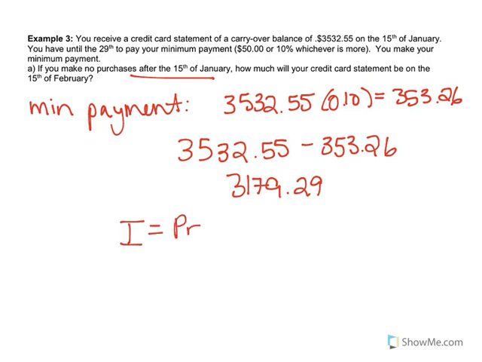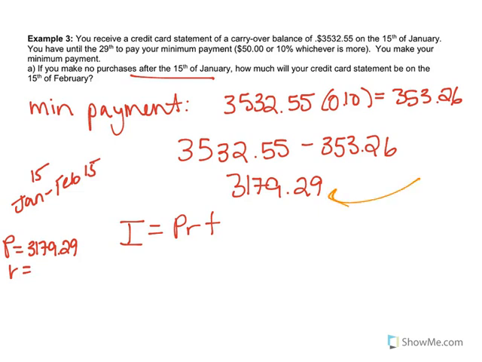So interest is PRT, so our P value is 3179.29. Now we're going from January to February. You made your payment, now you're here. So 3179.29 is our amount. To go from January 15th to February 15th is going to be 31 days. So 31 over 365, and that's the term. And our interest rate, it doesn't say, but it's the same as the last question.